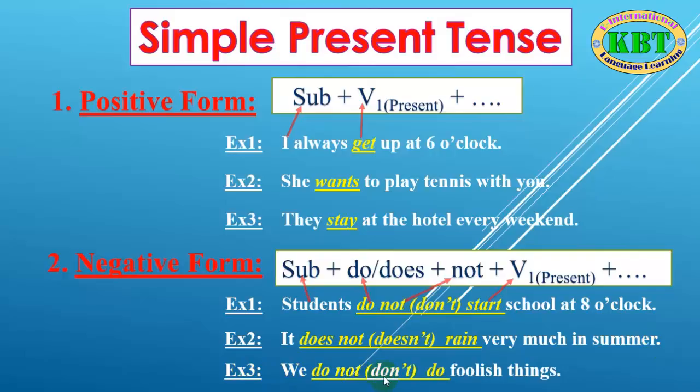We do not, or we don't, do foolish things. We is the subject, and do is the auxiliary verb, do or does. Not makes it negative. The second do here is the verb, verb 1 or verb in present, fully the same. That's all for example number 3 in the negative. So let's go to number 3.